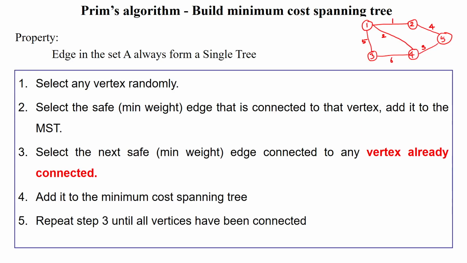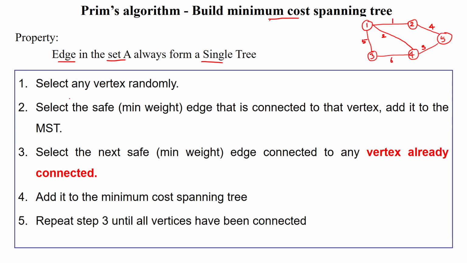Hi, welcome to Prim's algorithm, which is used to build a minimum cost spanning tree. Here, the property of Prim's algorithm is that the edges we select in the set A must always form a single tree, right? So each and every edge which we add to the set should form a single tree. We should not form different trees in a forest.